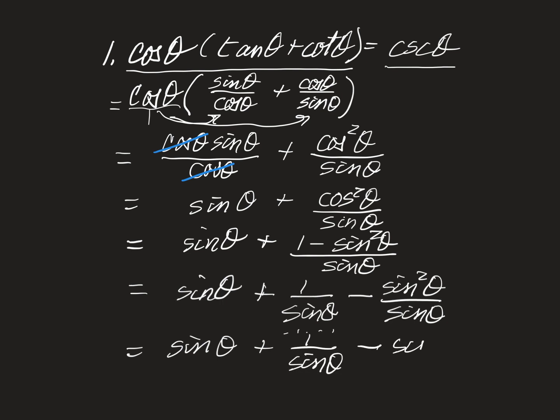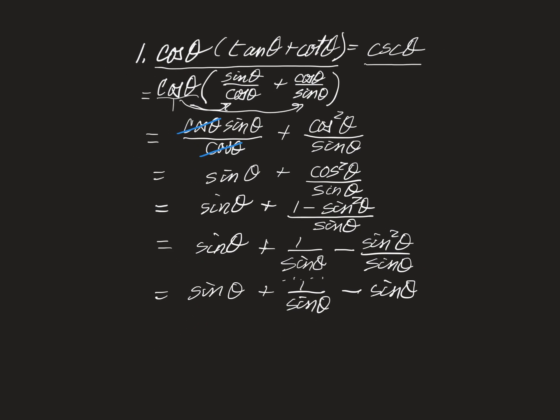minus sine theta. Hey, wait a second. Sine theta minus sine theta, that is 0. So this becomes 1 over sine theta, which is equal to cosecant theta. I have now proved this identity because I only worked with one side and I simplified it using different identities all the way down to cosecant theta.